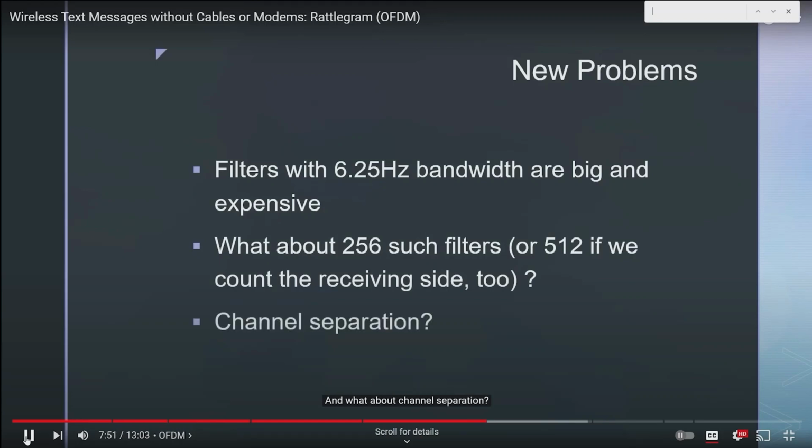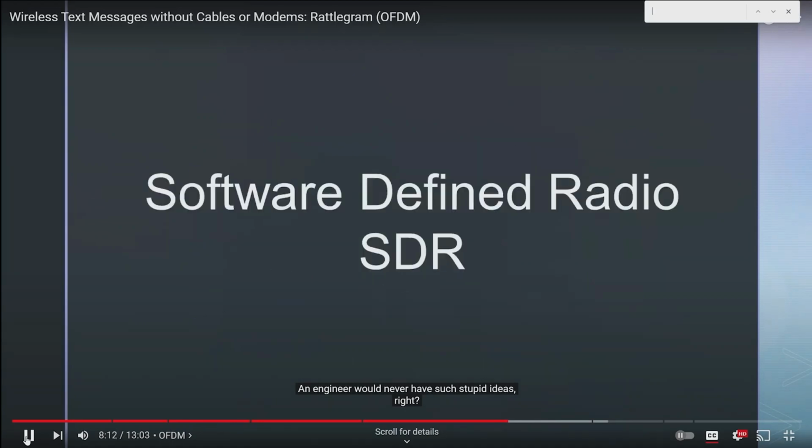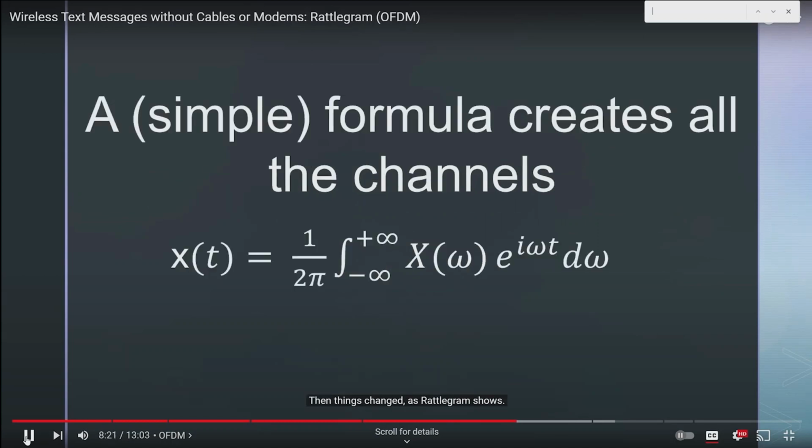And what about channel separation? We all know that if we have two strong signals nearby, it is hard to distinguish between them. So this idea seems to be good in theory. Must have been a physicist or a mathematician who invented it. An engineer would never have such stupid ideas, right? Right until the software-defined radio was invented. Then things changed, as Rattlegram shows.